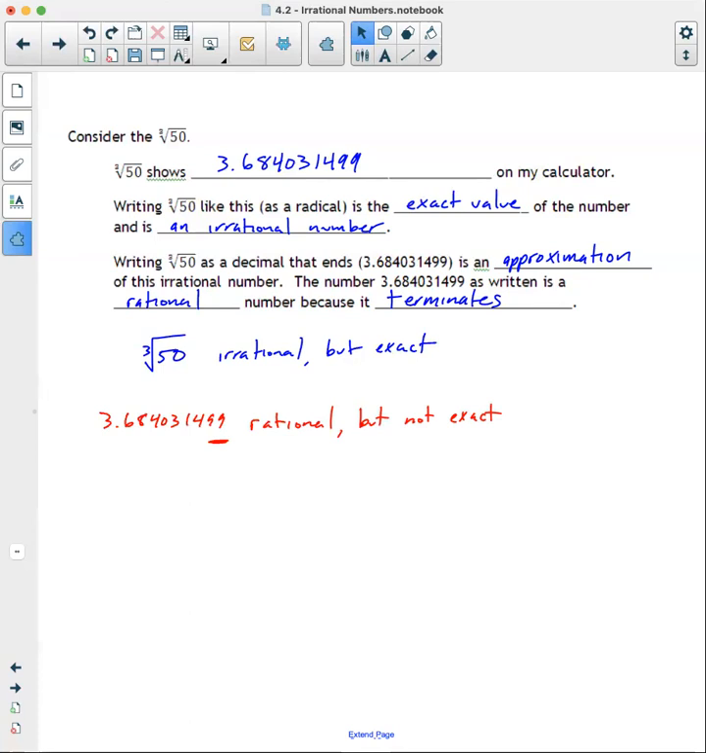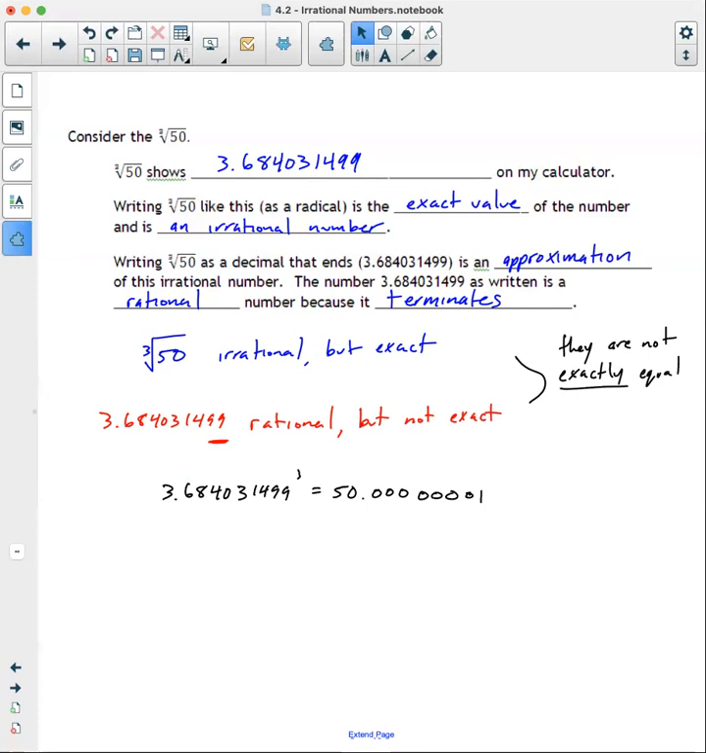If we were to cube this decimal here, 3.684031499 to the exponent 3, that actually equals 50.000000001. Okay, so not quite exactly equal. Okay.